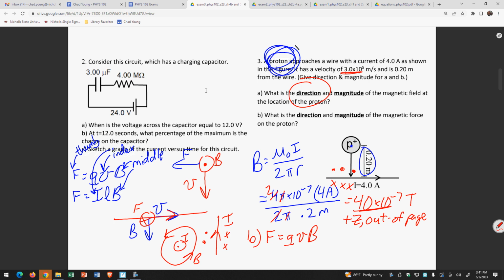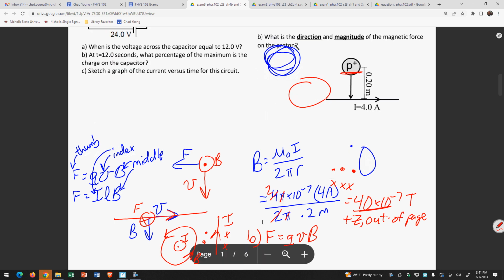Not saying it's on the exam, but okay. But it is on the exam, so that is one of your free response.